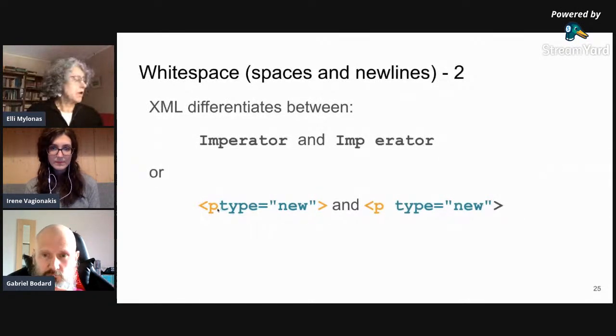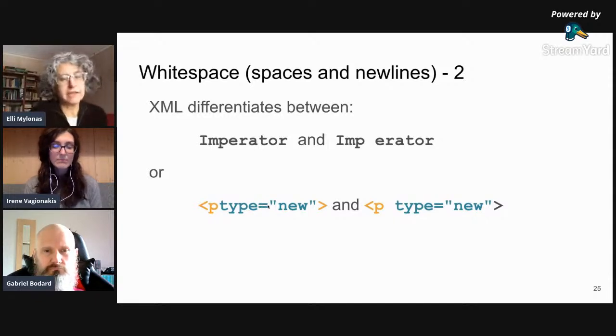Similarly, if you don't put a space between the name of an element and the name of an attribute, XML isn't going to know what to do with this. This looks like an element name, but then it's followed by this equal sign. This is very nonsensical, and it will not be understood.